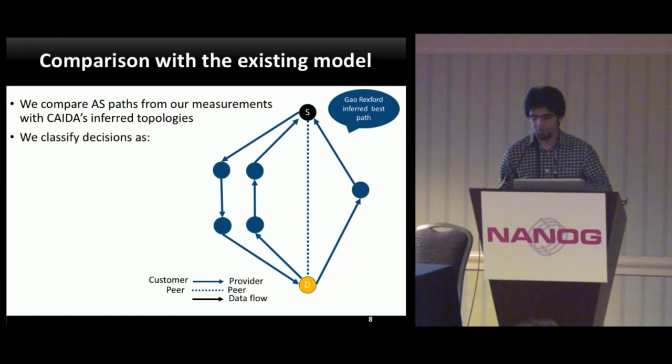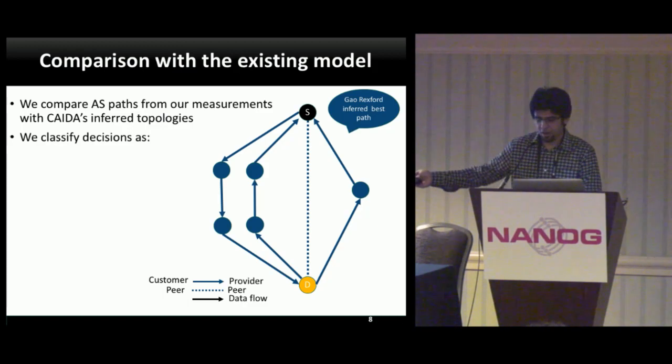Okay, so after taking the traceroutes and converting them to AS paths, we compare two types of AS paths. One, the path we got from our traceroutes from RIPE Atlas, and the other, the Gao-Rexford compliant paths we computed from CAIDA's topology. So for every hop in an AS path, we computed what options that AS had according to the topology, and what path it actually took.